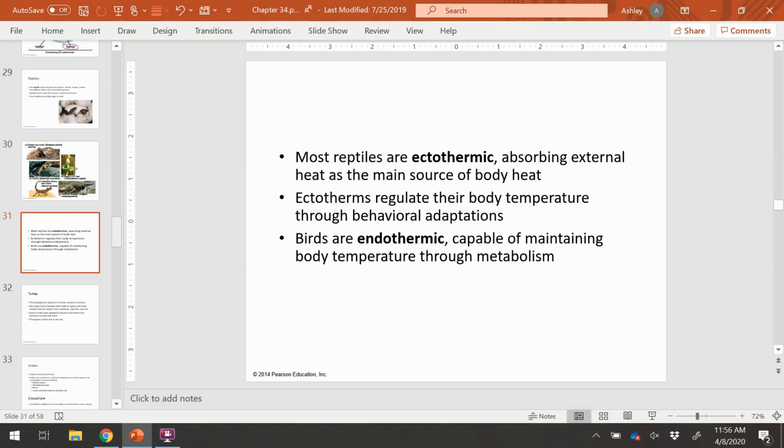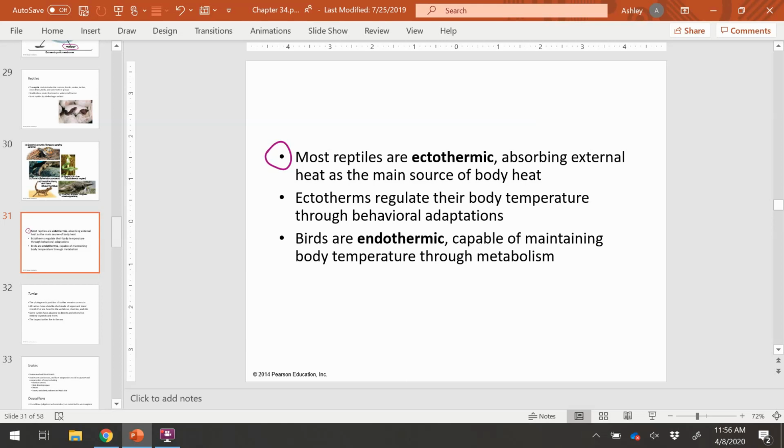So most reptiles are ectothermic, which means they have to absorb heat from the environment to maintain their body temperature or body heat. And so whenever they are too hot, they have to find a shady area away from the warmth. And when they're too cold, they have to find a sunny region to absorb more heat.